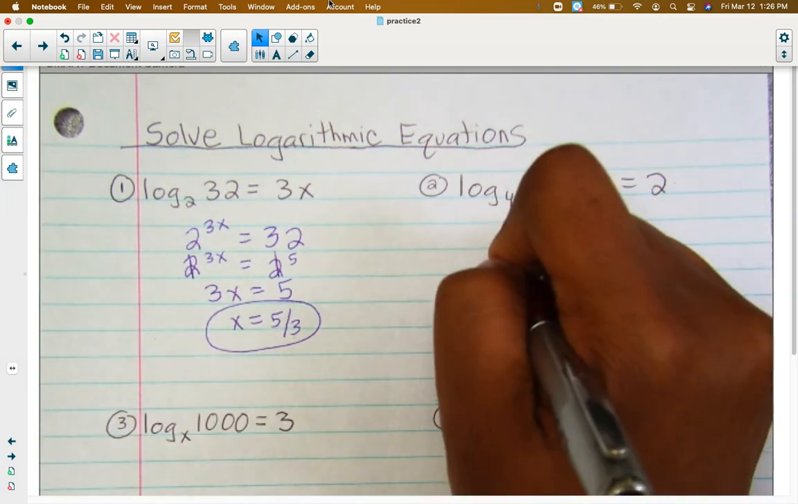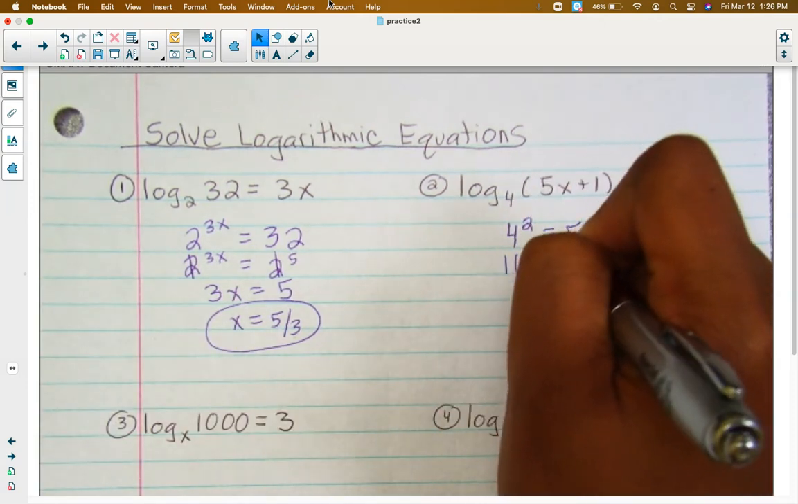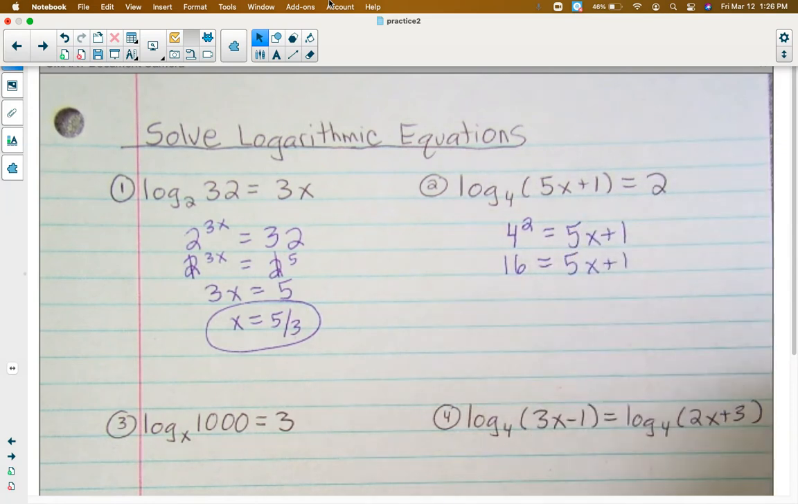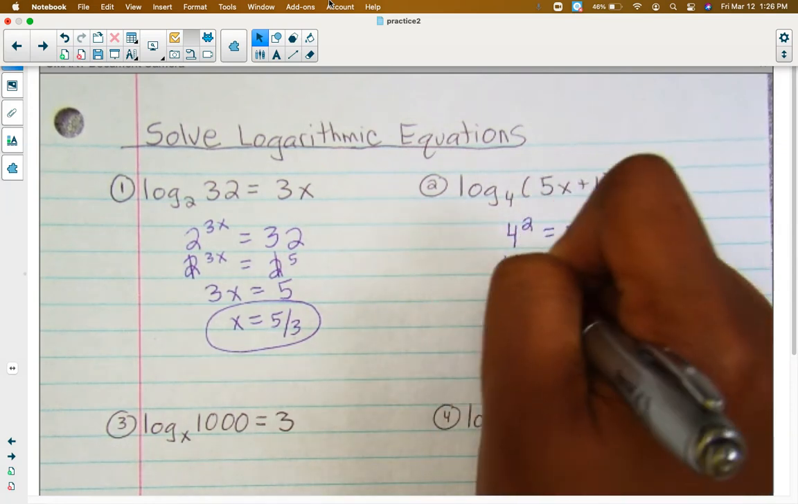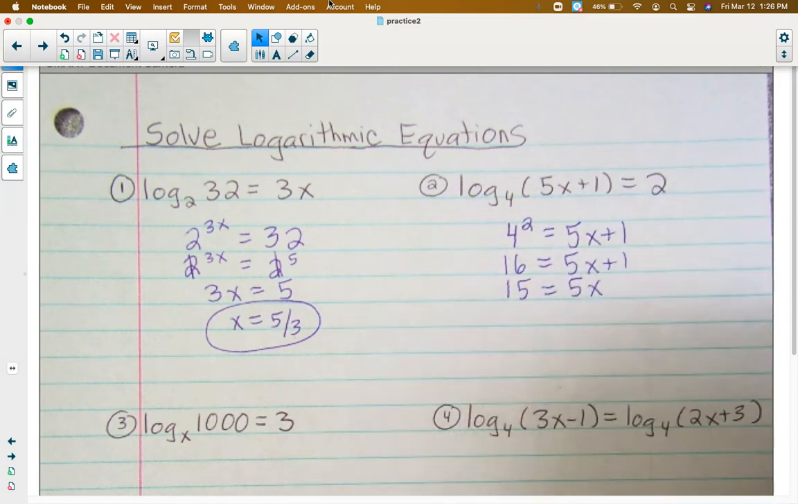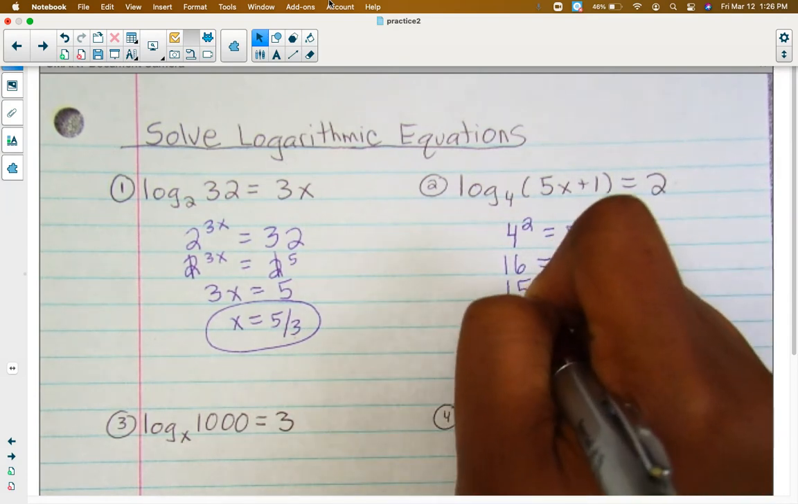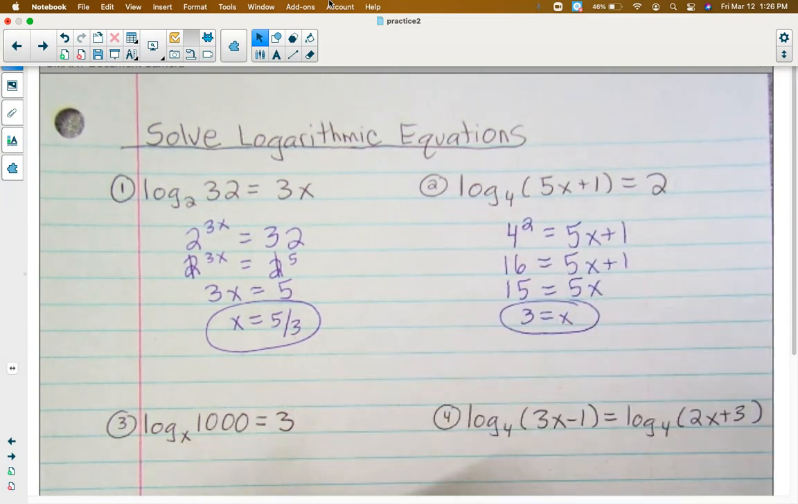4 times 4 is 16 equals 5x plus 1. Subtract 1 from both sides, we get 15. And divide both sides by 5, we get 3. So the answer to number 2 is 3. As I stated at the beginning, besides maybe the first step, after that it just turns into solving a regular equation.